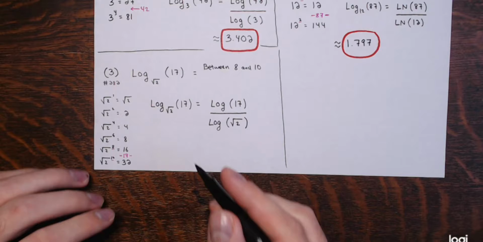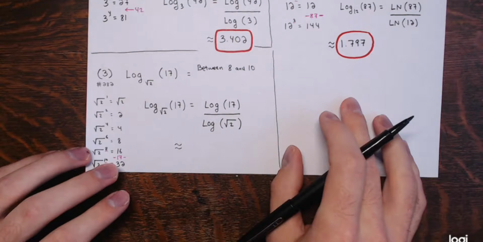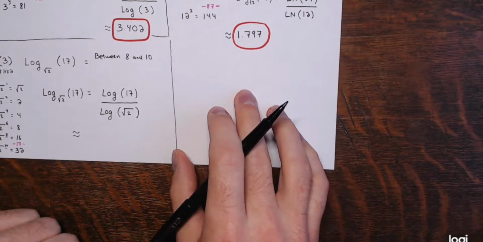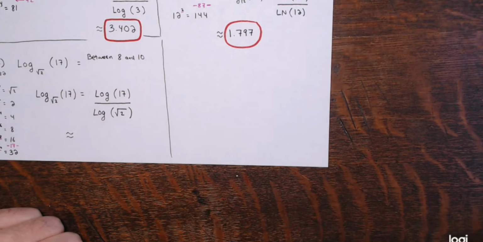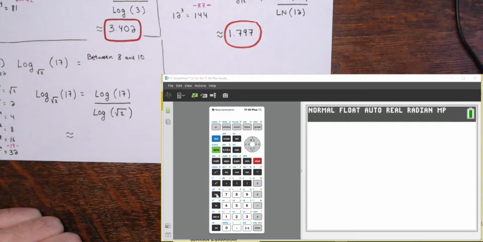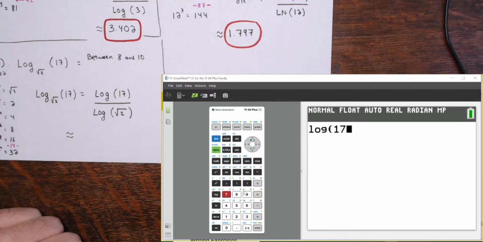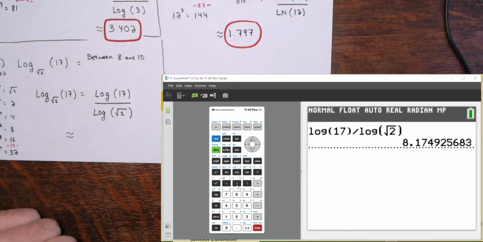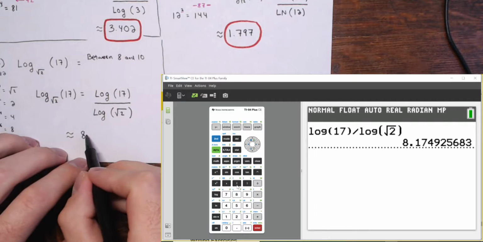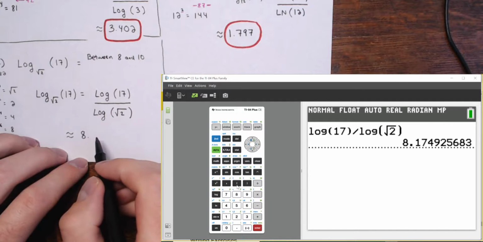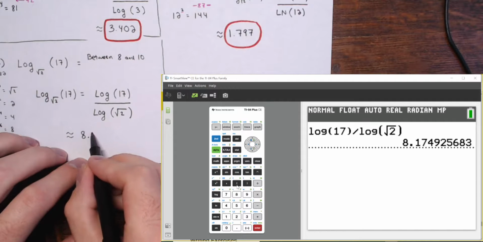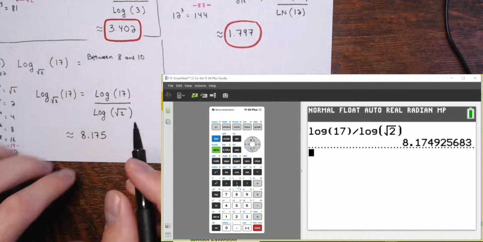Okay. And I'll punch that in and we'll round this to 3 decimal places, right? Round to the nearest thousandth. All right, so I'll pull my calculator up, do log base 10 of 17 divided by the log of the square root of 2. Yeah, see, it's 8 point something, like I thought it would be. 8.175, if I was rounding to the nearest 3 decimal places, the nearest thousandth. And there we go.